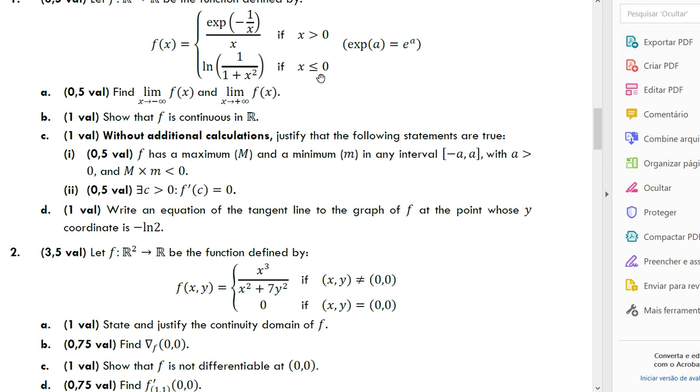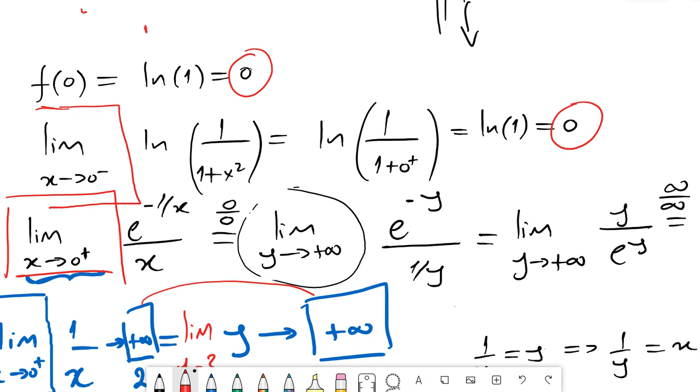So f of 0 will be ln of 1, that's 0, and we have to take the limits, both the right and the left limits. Okay, so limit when x goes to 0 from the left side, that will be ln of 1 dividing 1 plus x squared, 1 plus 0 plus, that's ln of 1, plus, right? So ln of 1 is 0.